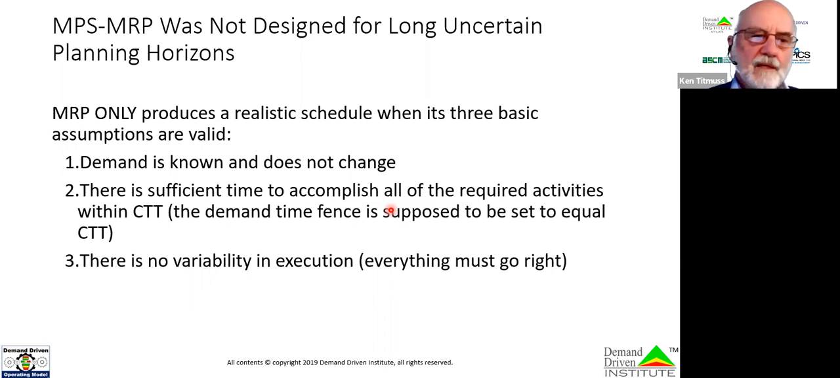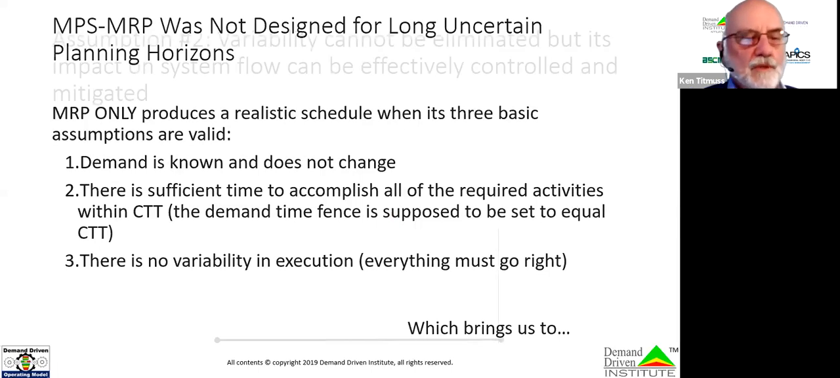But we can't do that because our cumulative lead times now are so long and the customer tolerance times are so short that this is one of the reasons that our traditional MRP is not really working for us. And number three, there's no variability in execution. Everything must go right. Well, we know there is variability and things will go wrong.